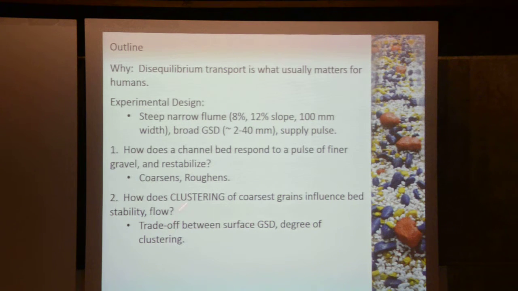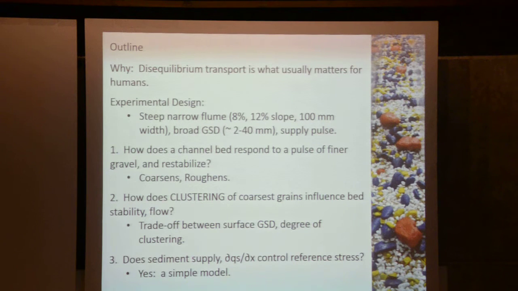And what I'm going to do with a particular clustering statistic is show, I think, that there's a bit of a trade-off between the surface grain size distribution that develops and the degree of clustering, and how they both contribute a little bit to the stabilization of the bed in these flume experiments. And finally, I will talk a little bit about reference stresses, basically not truly a threshold, but threshold-like, of motion, and how that might depend on the supply of sediment to channels.